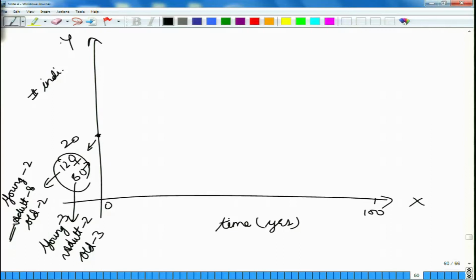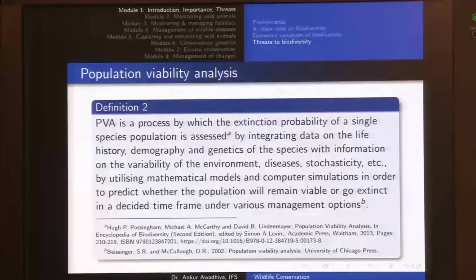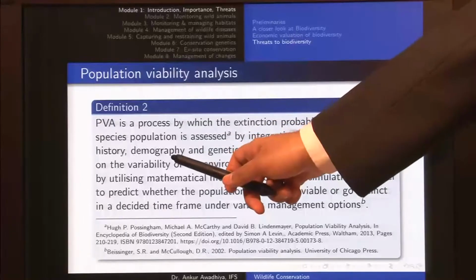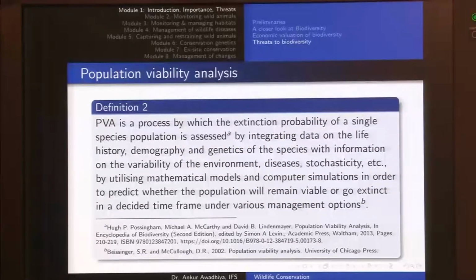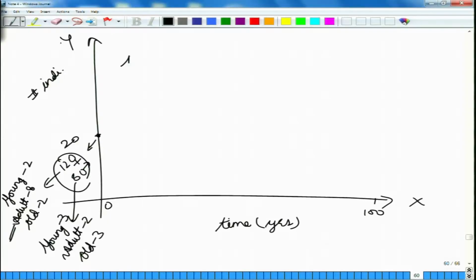Now, if we have such a population structure and we know the demography of this population, when we say demography, we are putting in data regarding the litter size.